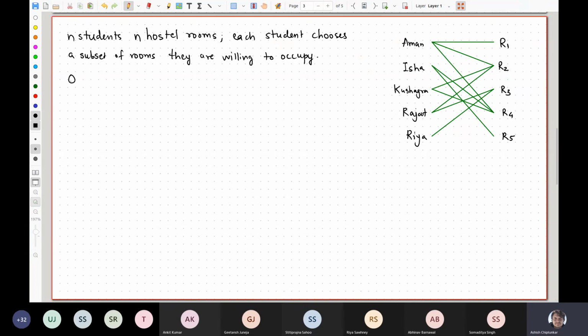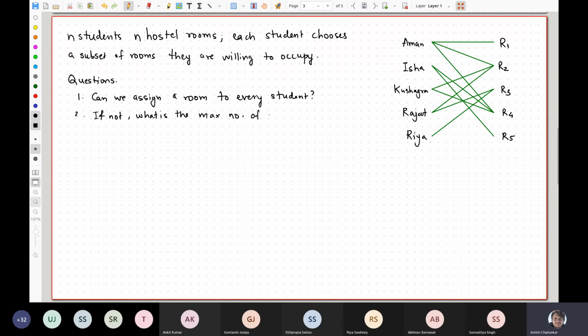So the question is, can we assign a room to every student? Question number 2, if not, what is the max number of students that can be assigned rooms?